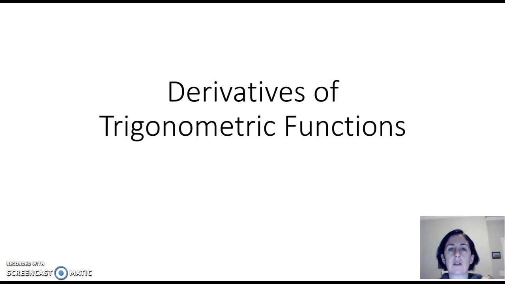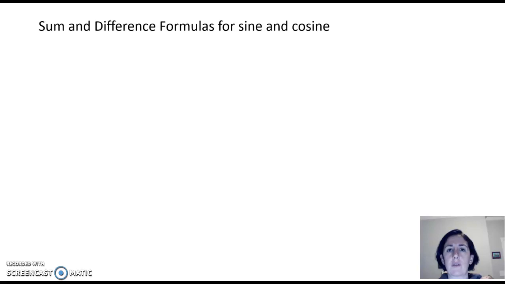Today we're going to talk about derivatives of trigonometric functions. But first I need to go over with you some trig formulas, the sum and difference formulas. So the sine of two angles being added, u plus v, would be the sine of u times the cosine of v plus the cosine of u times the sine of v.